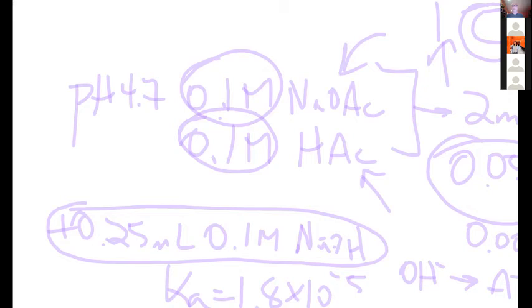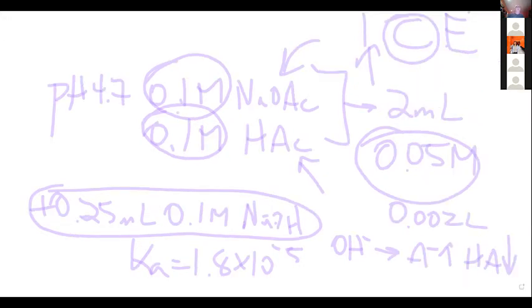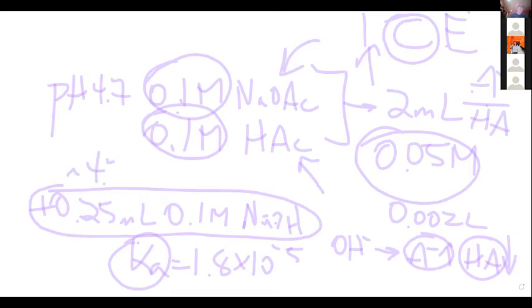Come on. There we go. So at equilibrium, you will have more A minus and less HA. And so then you just do exactly the same thing: moles of A minus over moles of HA. There's your Ka. Figure out what the pKa is. It should be around 4.75 or so. And then you can figure out the pH from there.